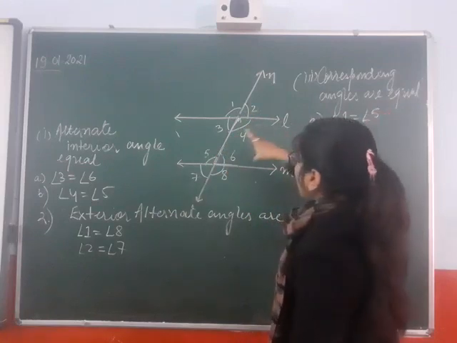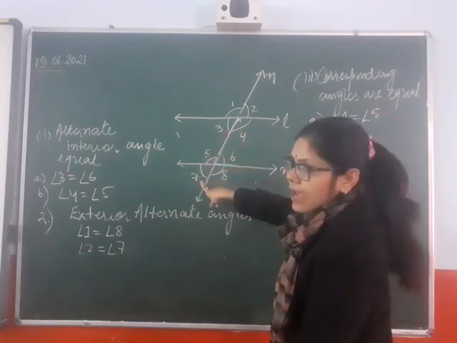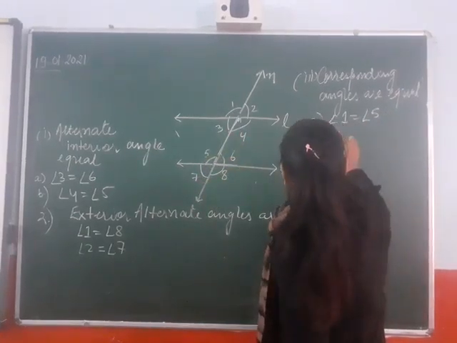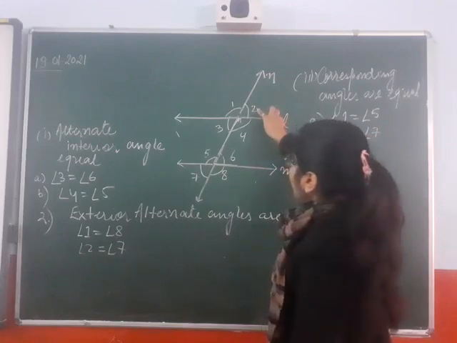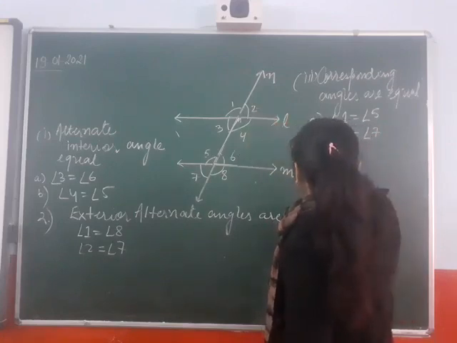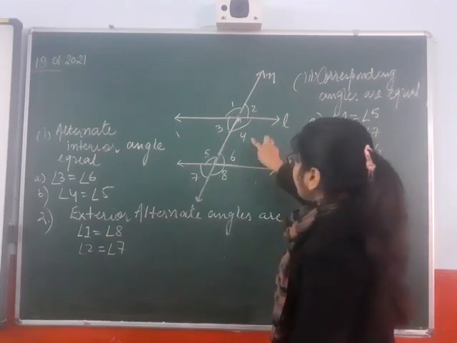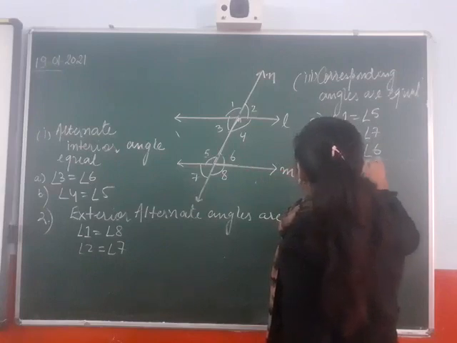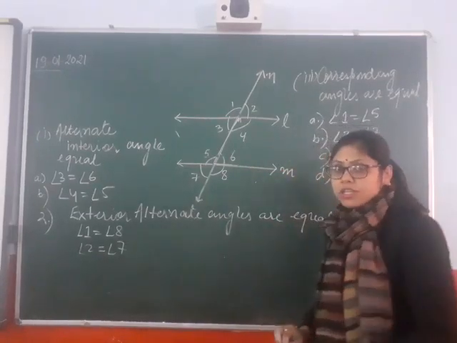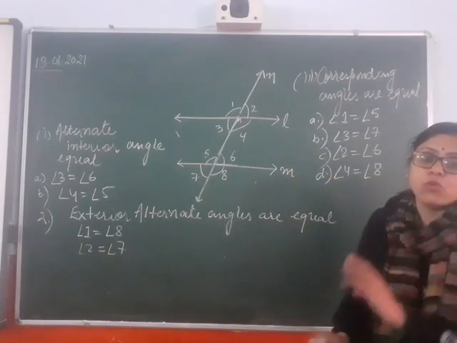Now second one. What you got? 3 and 7. So angle 3 will be equal to angle 7. Next pair, angle 2 and 6, so angle 2 will be equal to angle 6. Now the last one, 4 and 8. Angle 4 will be equal to angle 8. So corresponding angles are equal. Now fourth one, last one.